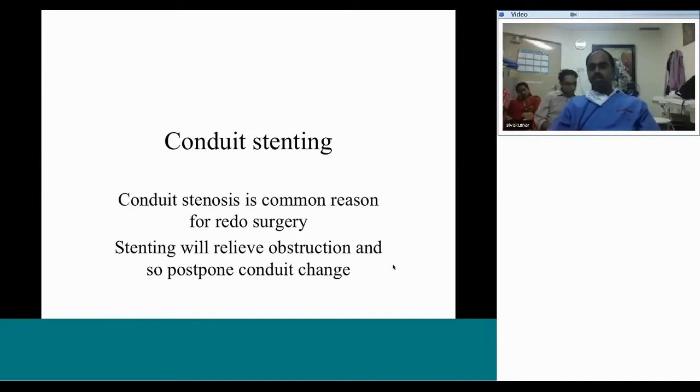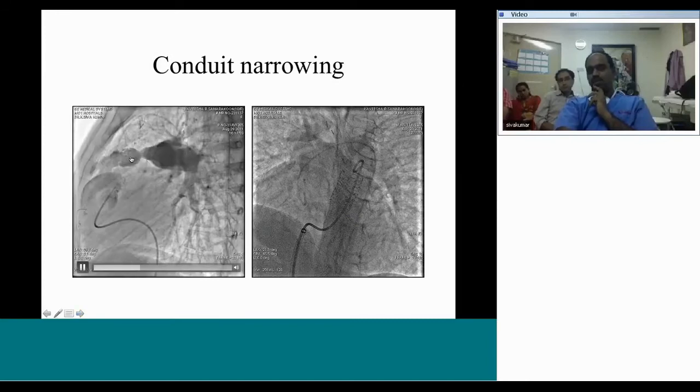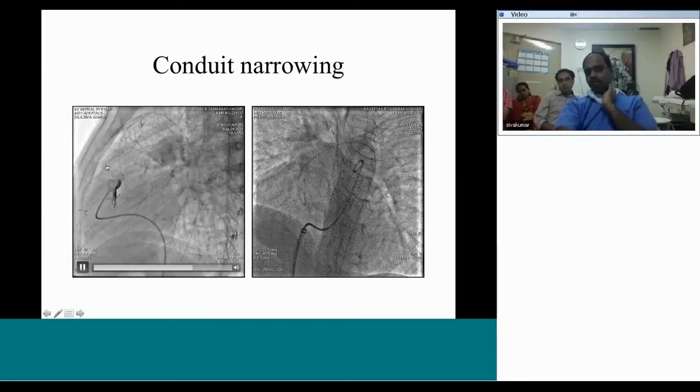Coming to the next level, conduit stenting. Conduit stenosis is the most common reason for a redo surgery after a conduit replacement. And stenting will relieve the obstruction and so postpone the conduit change. It's a very valuable intervention. This is an example of a diffuse conduit narrowing.